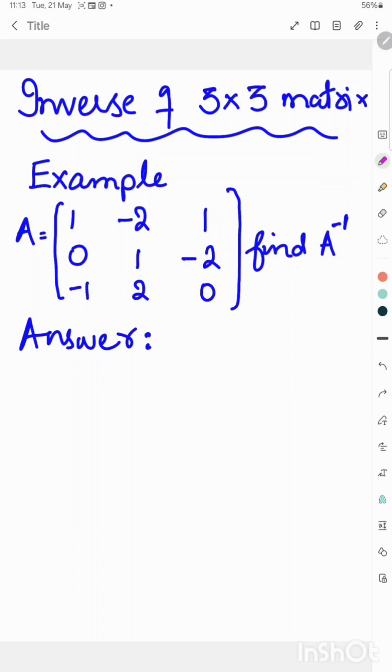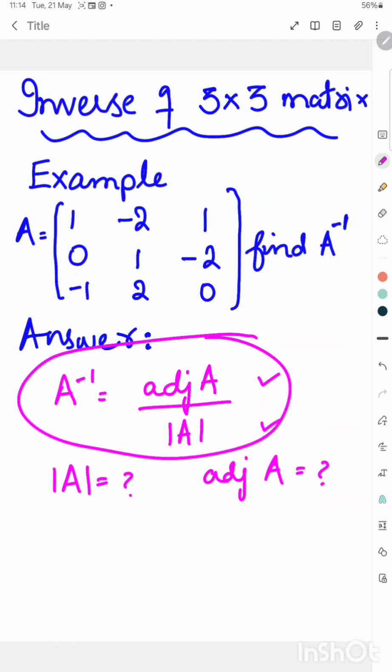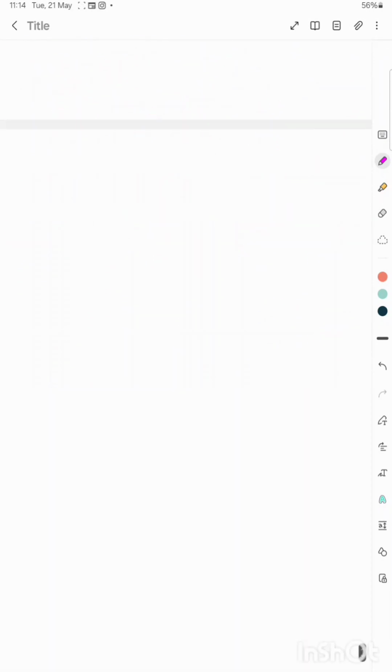Now I will go further and solve the example for you. Here the matrix is given and we have to find A inverse. Students, to find the inverse there is a specific formula: A inverse is equal to adjoint of A divided by determinant of A. So in this formula we need two values, one is adjoint of A and second is determinant of A. First we will find the determinant of A, then we will find the adjoint of A, and then we will put both values in this formula and we will get our answer. So first we will go for the determinant of A.